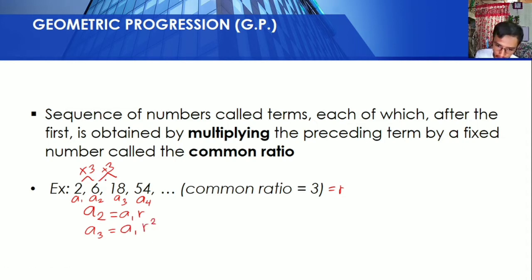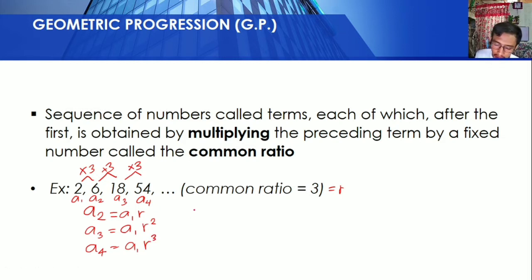And a sub 3 is equal to a sub 1 times r raised to 2. So, bakit raised to 2? Kasi pag galing ka dito, a sub 1 times 3, times 3 mo ulit para makuha yung third term or yung a sub 3. So, ganun din. Para makuha yung a sub 4, magmumultiply ulit tayo ng times 3. So, to get the a sub 4 is equal to a1 times r raised to 3.